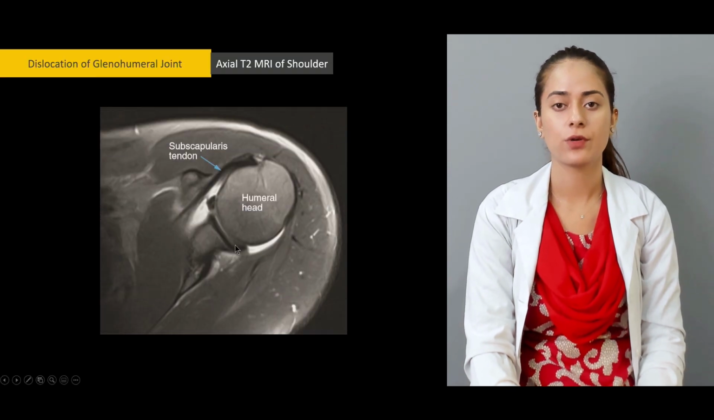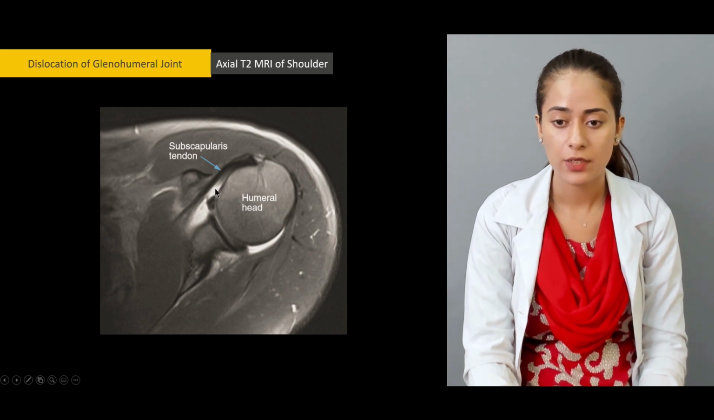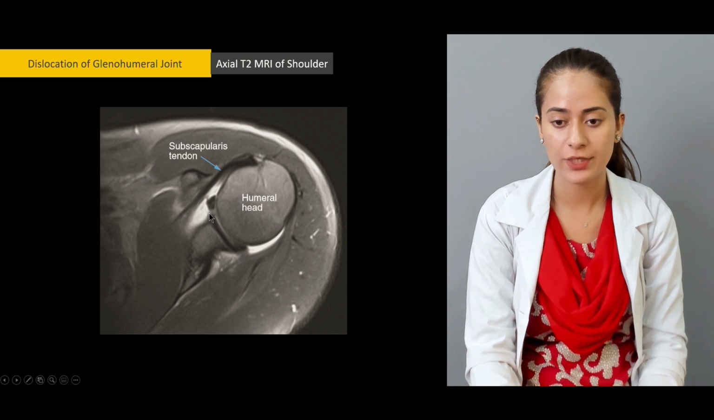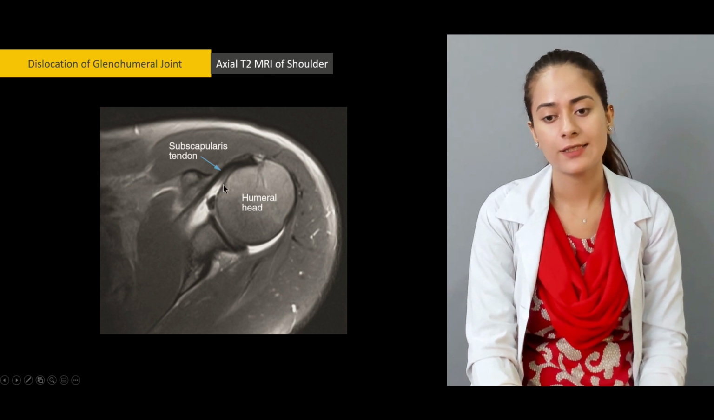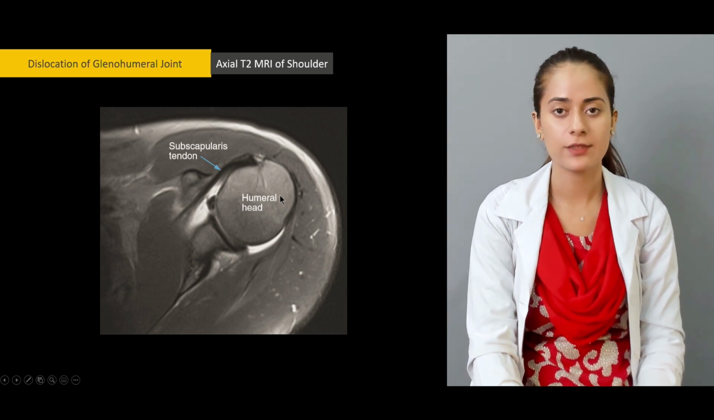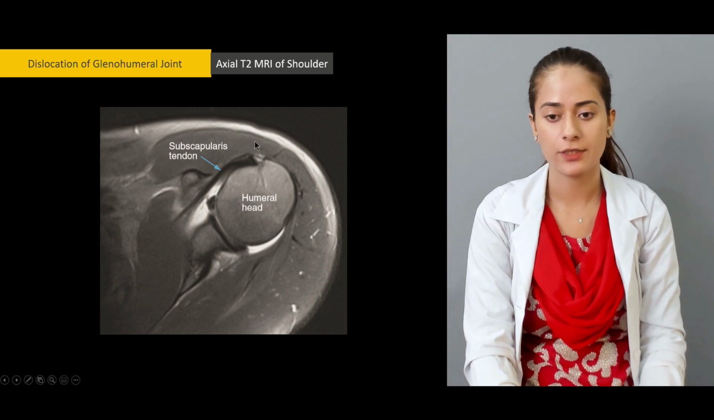So now we're going to talk about the MRI. So MRI, this is the subscapularis tendon. This is the glenoid cavity, the labrum. This is the humeral head. So what is T2 MRI? It's a type of MRI. It's T1, T2, fat suppression. So these are the types of MRI.